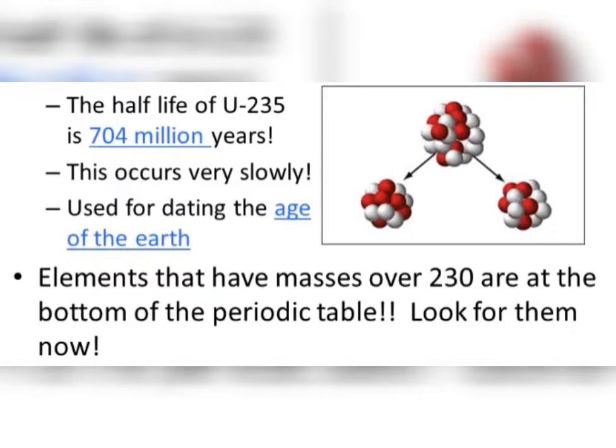An element that undergoes fission reaction is uranium-235. Uranium-235 is a naturally occurring isotope of uranium metal. It is the only fissile uranium isotope, able to sustain nuclear fission. The half-life of uranium-235 is 704 million years. This occurs very slowly, and is used for dating the age of the Earth. Elements that have masses over 230 are at the bottom of the periodic table.